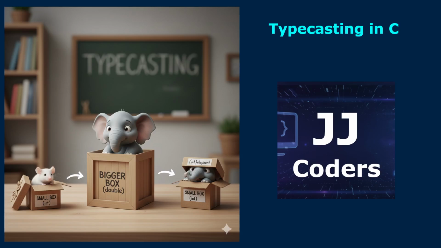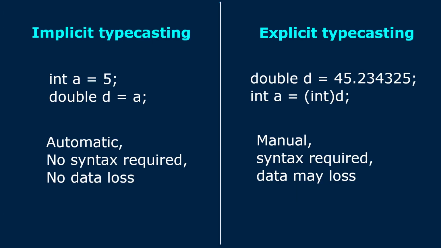In this video, we will learn about typecasting in C. Typecasting is the process of converting value of one data type to another data type. For example, an integer value can be converted into a double. Similarly, a double value can be converted into an integer value.